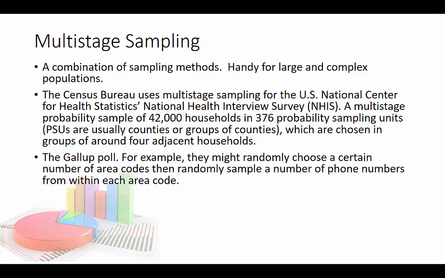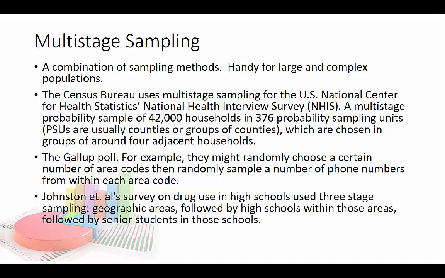The Gallup poll, they might randomly choose a certain number of area codes, then randomly sample many phone numbers from within each area code. So initially, if you do area codes, it's like you're picking clusters, but you're not going to interview everyone in that area code. So it's almost like stratified. You would randomly sample within the area code. And of course, Johnson's did a survey on drug use in high school, and they did 3-stage sampling. They did geographic area, followed by high school, and then senior students.